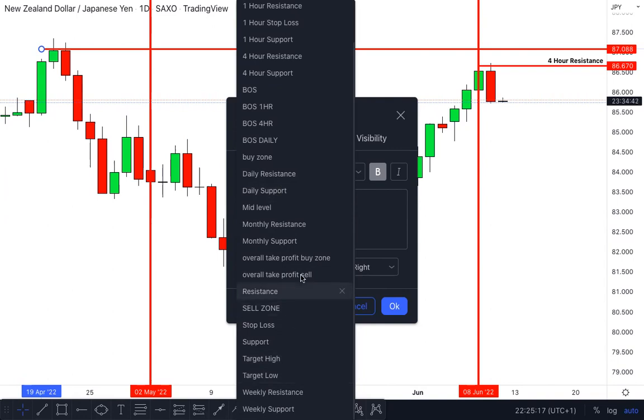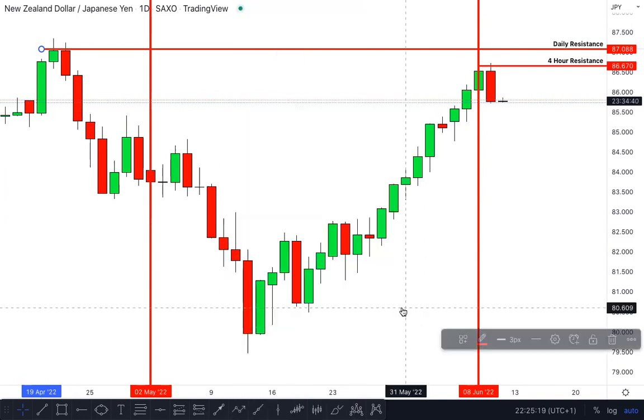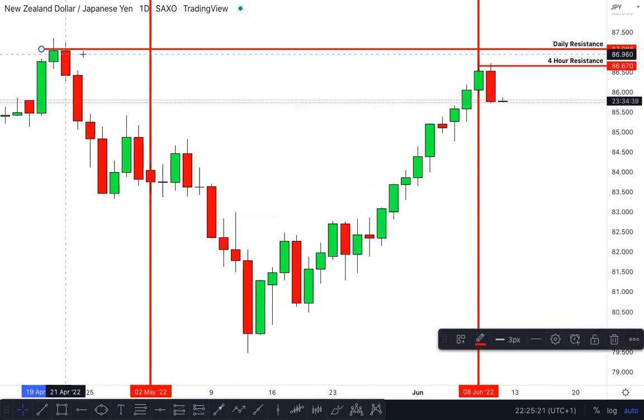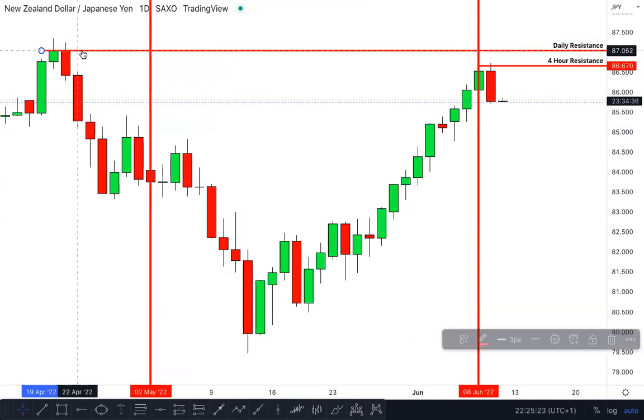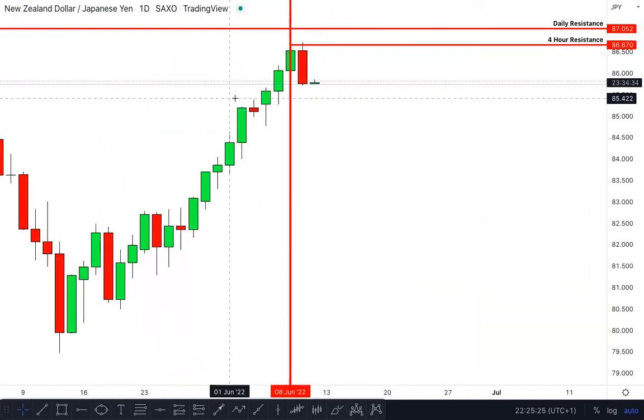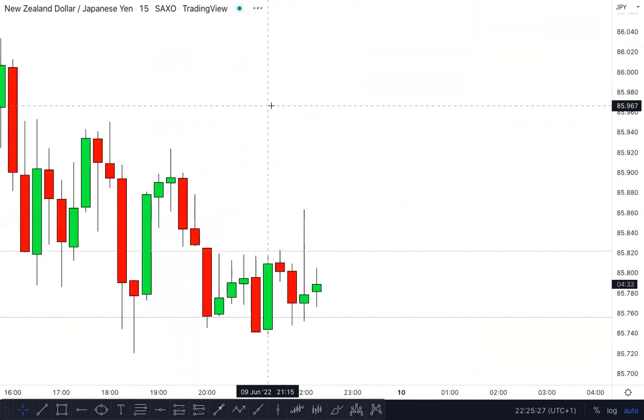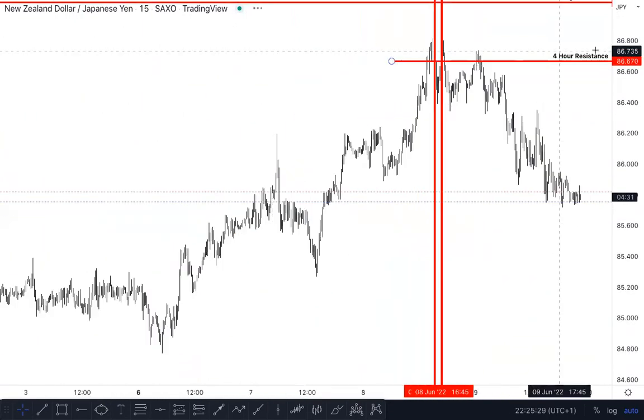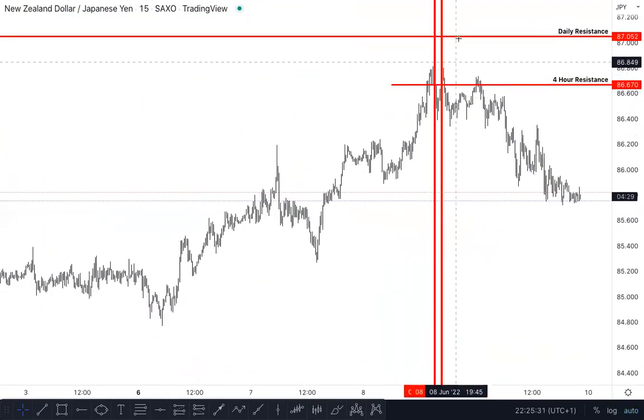Daily resistance, where are we? Is here. Yeah, cool. So I told you I always do mine from the body of the candles right there. So daily resistance is there. So when I go back down to the 15-minute time frame, I know that there is a daily resistance level above here. Yeah, above this level.